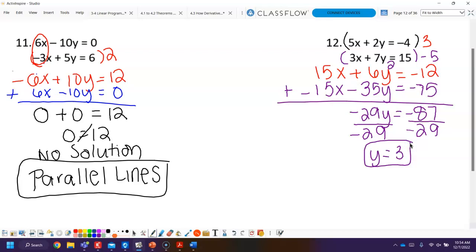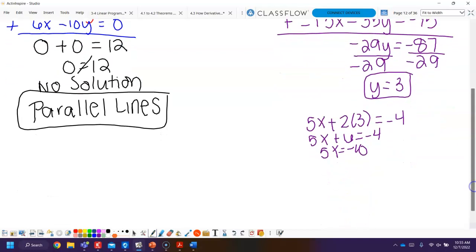So you get negative 87 equals negative 29y. 87 divided by 29 is 3. A negative divided by a negative is a positive. And then you want to take that 3 and plug it back in. So you get 5x plus 2 times 3 equals negative 4. 5x plus 6 equals negative 4. 5x equals negative 10. Divide both sides by 5, and x equals negative 2.